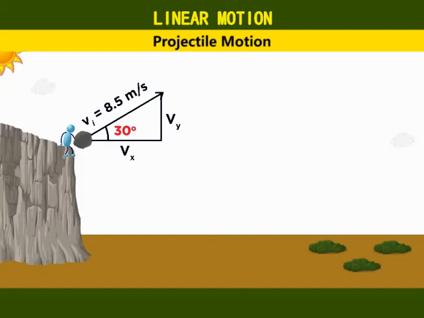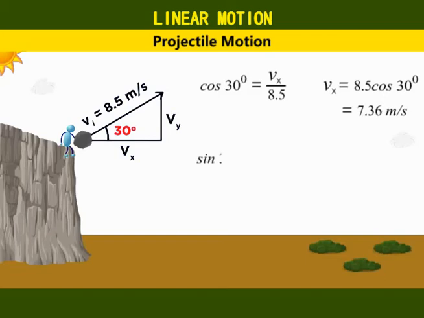Then we apply trigonometry just like we do with length. Cos theta is equal to adjacent over hypotenuse. So cos 30 degrees will be equal to Vx over 8.5, meaning that Vx is equal to 8.5 times cos 30 degrees, and that gives us 7.36 meters per second. How about Vy? Sin theta is equal to opposite over hypotenuse. So sin 30 degrees is equal to Vy over 8.5, meaning that Vy is equal to 8.5 times sin 30 degrees, and that gives us 4.25 meters per second.